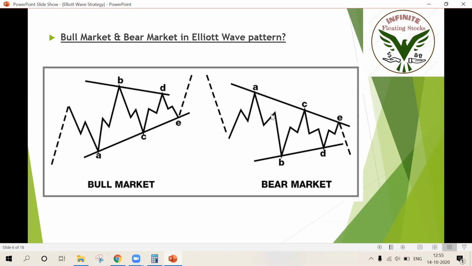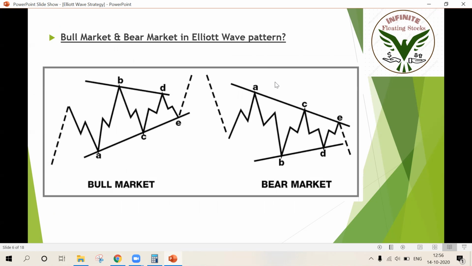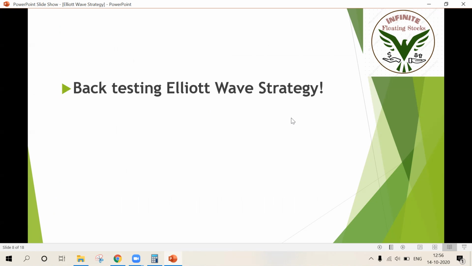Now in this scenario, in a bear market, A is the first rejection, C is the second rejection, and E is the third rejection. We'll be concentrating more on the third rejection. And this is the trend line. Now let's get on to this slide. See here, draw a trend line by connecting two swing lows or swing highs and wait for the third rejection. You need to draw this by connecting A and C, and you need to wait for the third rejection. That's how simple it is.